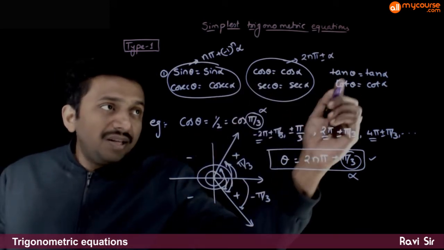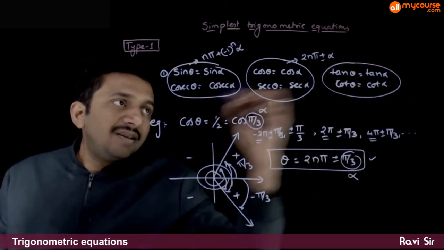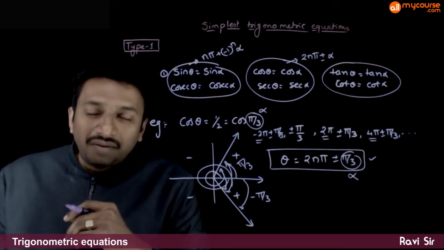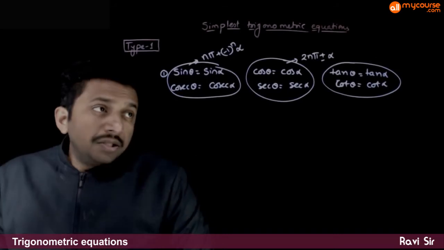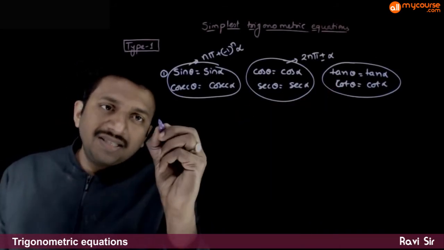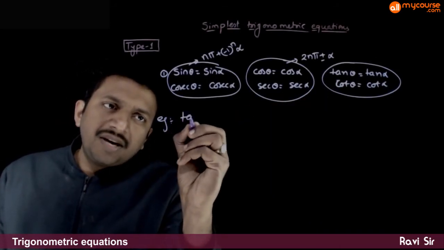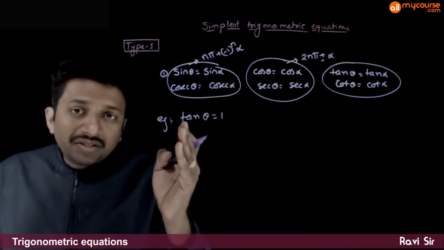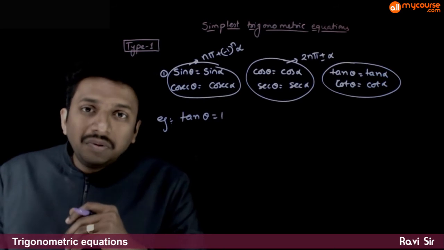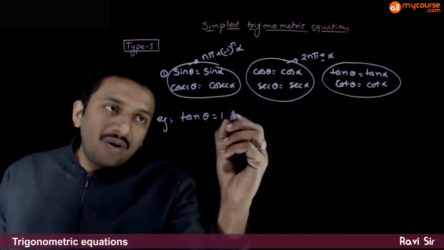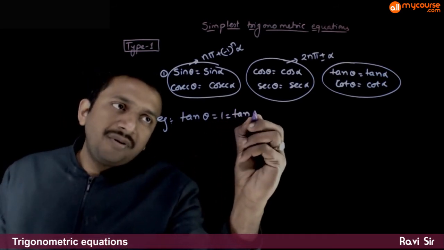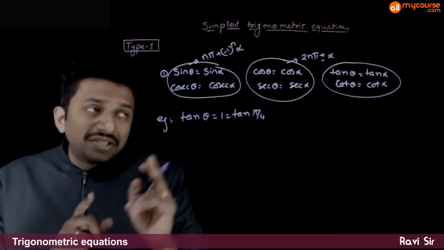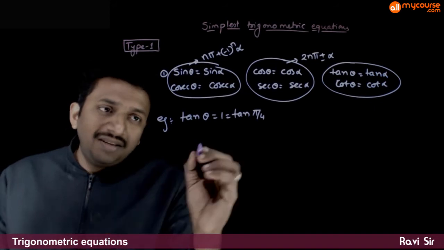Now let us go to the third type of equations: tan theta is equal to tan alpha and cot theta is equal to cot alpha. To understand these equations, let us take an example. Let us try to solve tan theta is equal to 1. Now we know that 1 can be written as tan of 45 degrees, that is pi by 4. So now let us draw the quadrant diagram for tan theta.